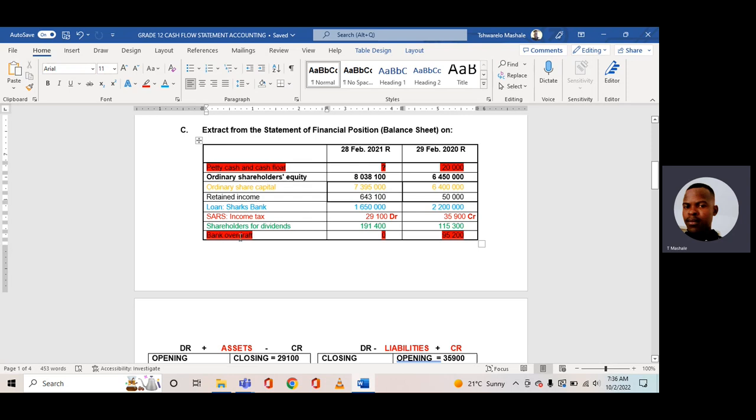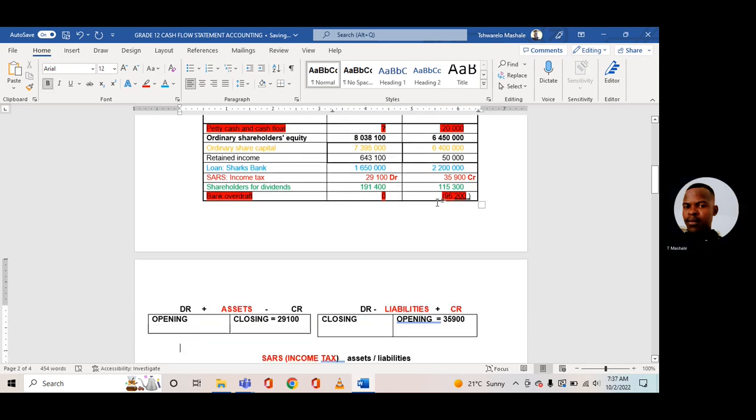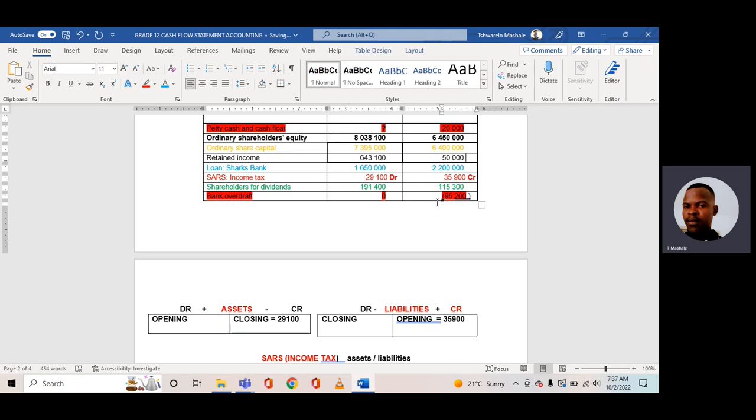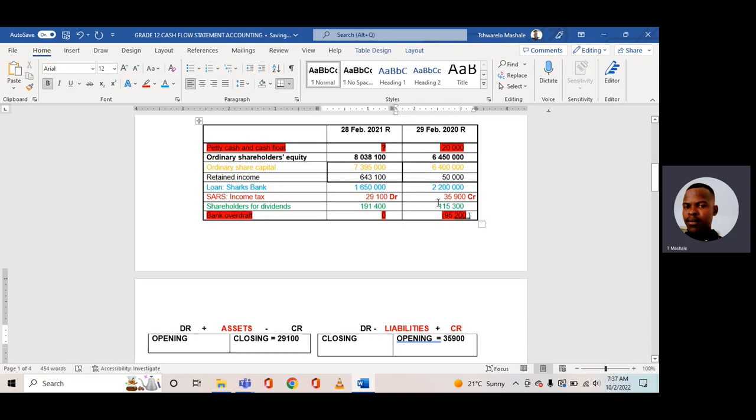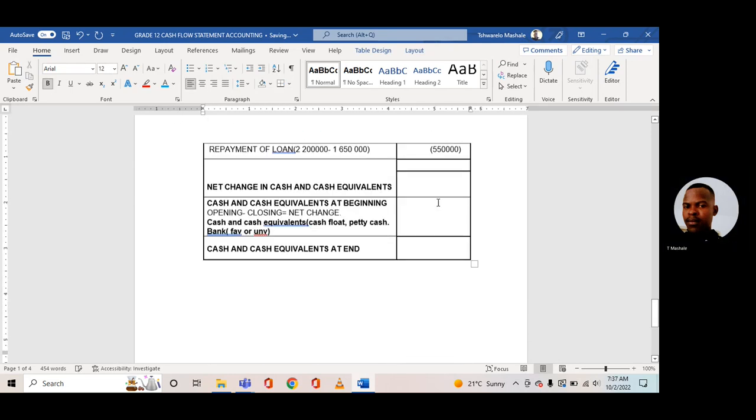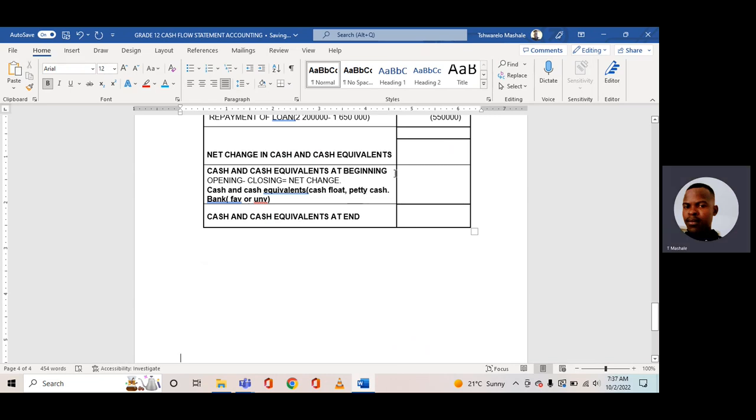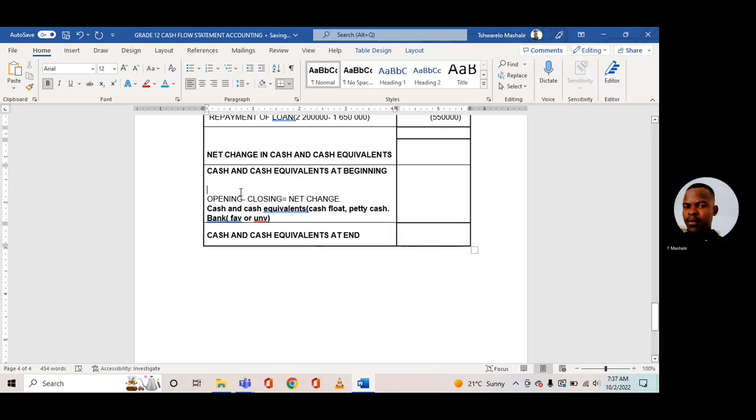So when you check here, you have a bank overdraft of 95,000. The bank overdraft, remember that it has to be in brackets. So it means this bank overdraft here is in brackets. And then the petty cash and the cash flow here, we have 20,000. So you're going to say, okay, I have a bank overdraft of 95,000. So it means I must start by saying, record my opening here. When I record my opening, I must say, I have a bank overdraft.